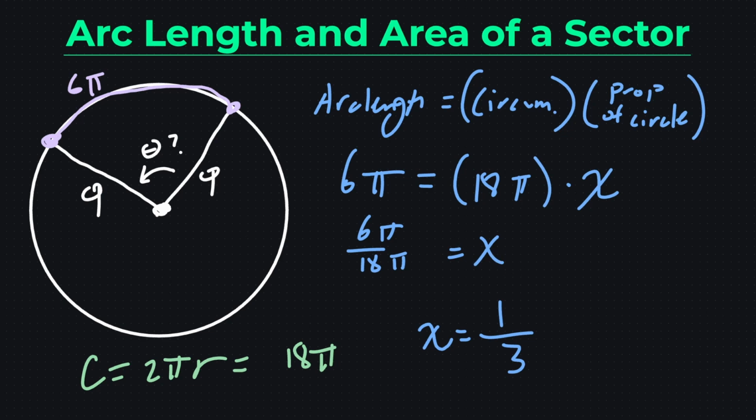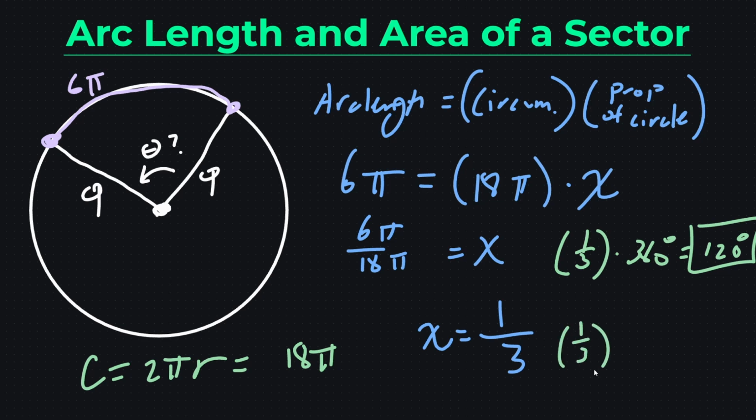All we have to do in order to get a final answer is take this proportion and multiply it by a full circle of degrees or radians. So we can either get 1/3 times 360 degrees to get 120 degrees as our final answer. Or we take that 1/3 and multiply it by the full circle in radians, which is 2 pi radians. That's going to be 2 pi over 3. And either of those is a correct answer.